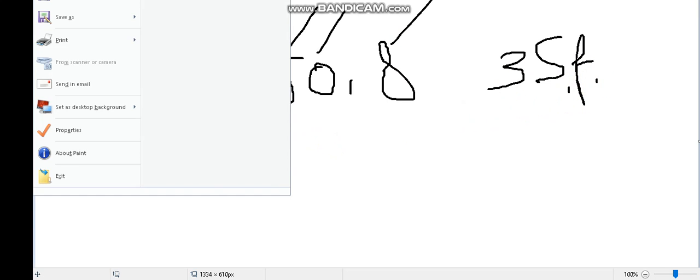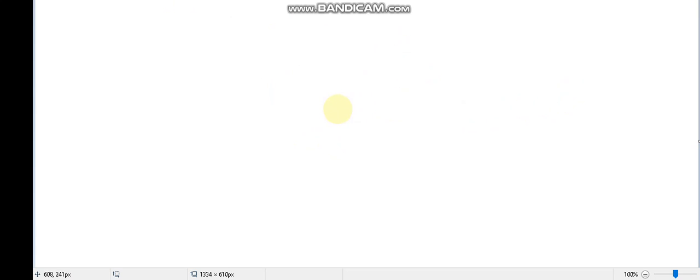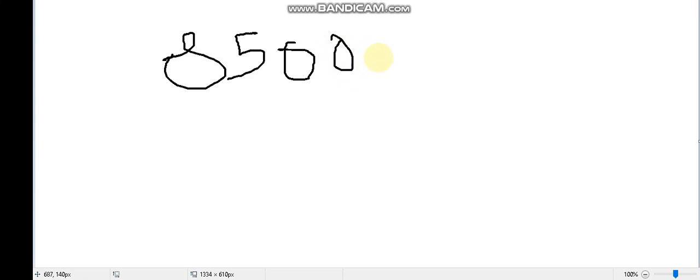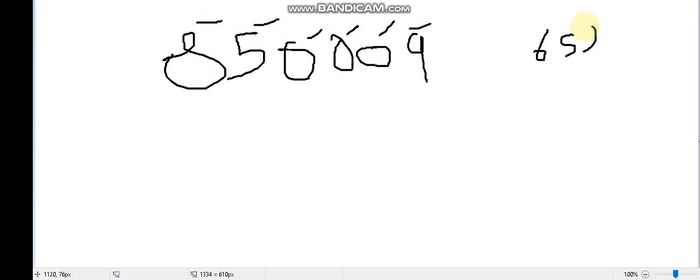Now, for the second rule, if I have, for example, 850009, then these three zeros are inside the number itself, so we should count 1, 2, 3, 4, 5, and 6 significant figures.